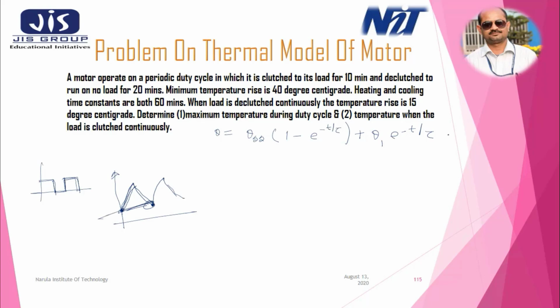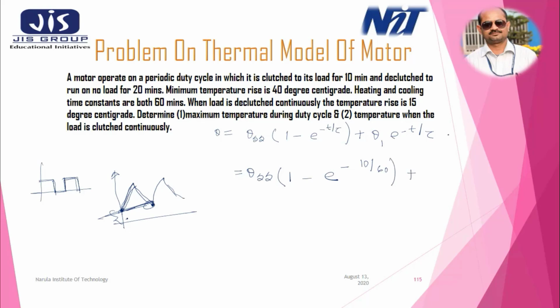Both these points have the same value. So now in this equation, theta equals theta s times (1 minus e to the power minus t by tau) plus theta 1 e to the power minus t by tau. What I will do is put in the values now. The steady state value is not given, so it is 1 minus e to the power minus, now the load is applied for 10 minutes, so it is 10. Now tau, the heating and cooling time constants are both 60, so I will put 60 here.